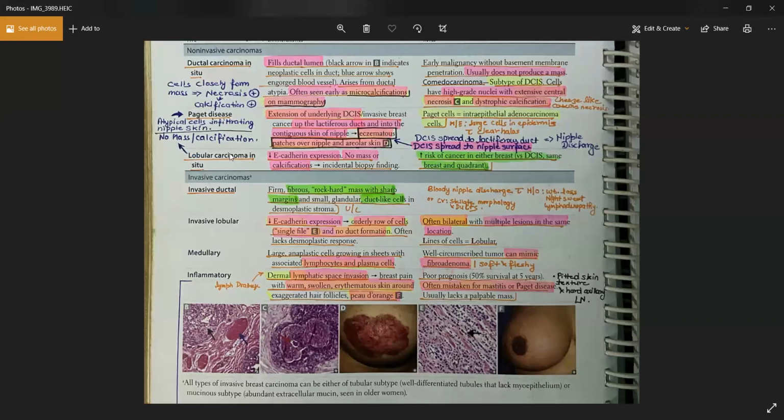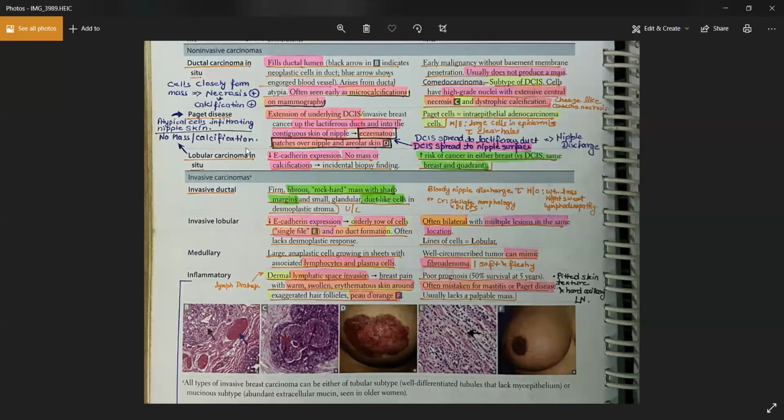So please note, it starts with the loss of E-cadherin because of a mutation. We lose the adherens junctions, and as a result, the cells do not attach to each other. They move freely inside the tissue and involve the other breast also. No mass formation and no calcification will occur, so it will always be an incidental finding on biopsy. That's why it is a very dangerous kind of cancer, because you cannot detect it.